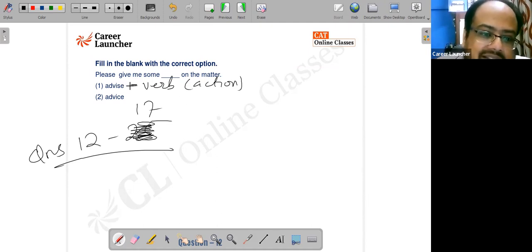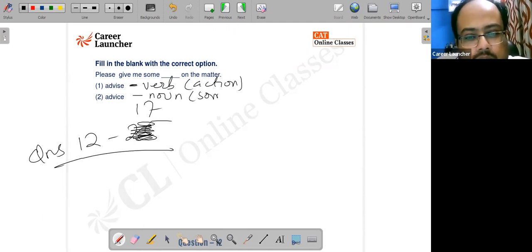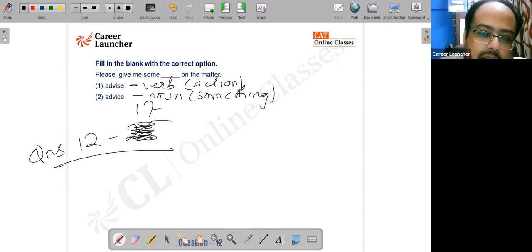So with an S, the word advise is a verb. With a C, advice, the word is a noun. When I say it's a noun, what I'm saying is it basically refers to something. If I have a look at the question, it says, "Please give me some dash on the matter." So I'm basically asking for something on the matter. It answers the question "something." So here the answer is the second option.